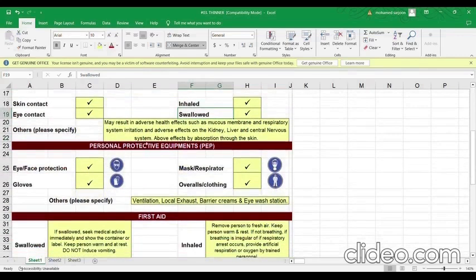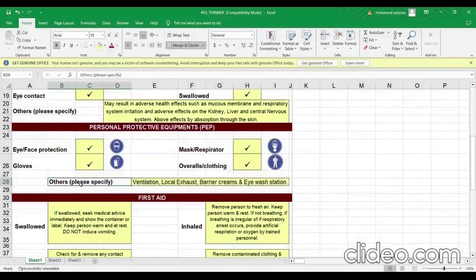What personal protective equipment is required to protect people from the health hazards? Eye and face protection is required to protect the eyes and face from contact with thinner, gloves are required to protect the hands, respiratory protection is required, and overall clothing is required too. Others: ventilation, local exhaust, barrier creams and eye wash stations are recommended.